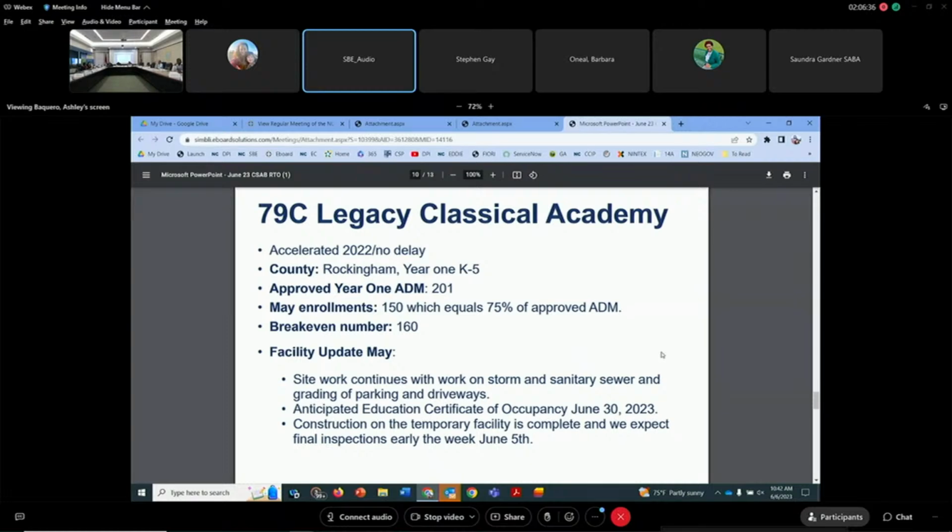And that's the church I saw, right? Yes, that's correct. But you're good to go with the TCO? Yeah.